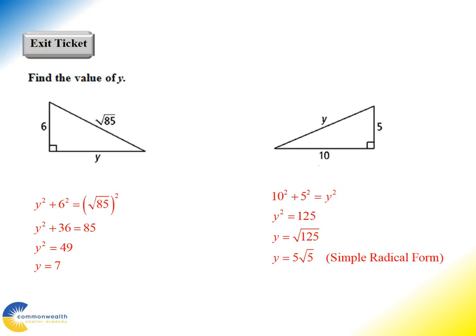So y would be the square root of 125. They will often ask you to put it into simple radical form. So y was going to equal 5 times the square root of 5 here.